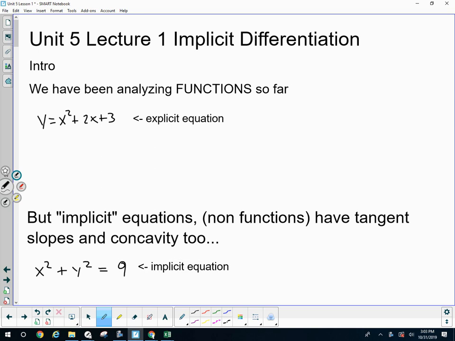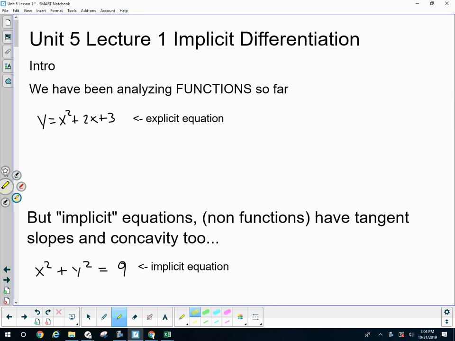This unit 5 is the last of the derivative-specific units. We get into antiderivatives next year. This is split into 2 parts. First part is called implicit derivatives. And the second half is called related rates. The second half is calculus word problems. The first half is derivatives of non-functions.